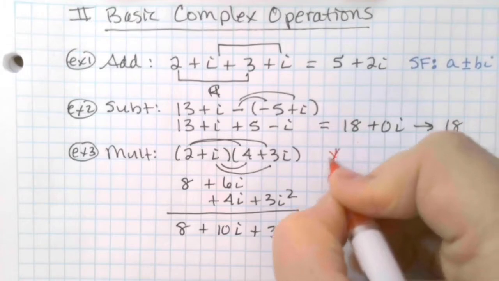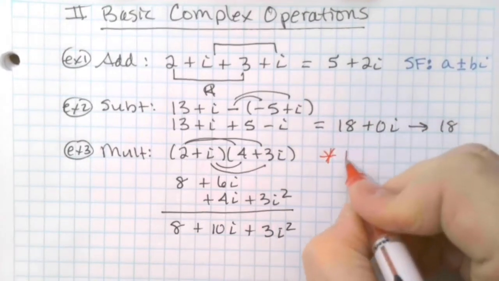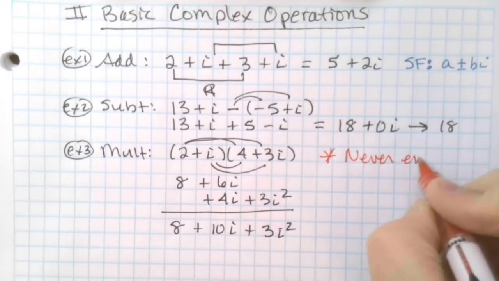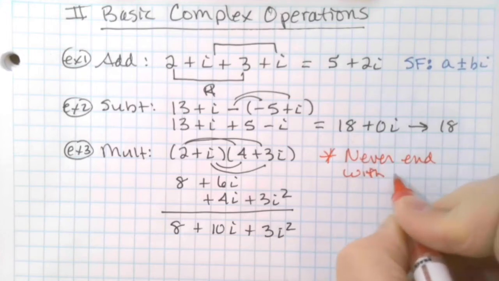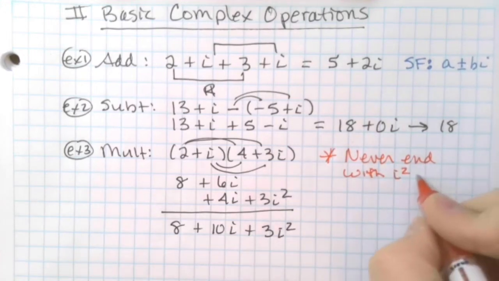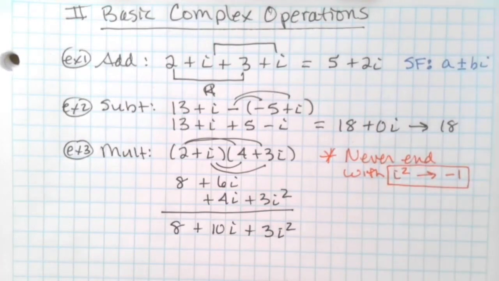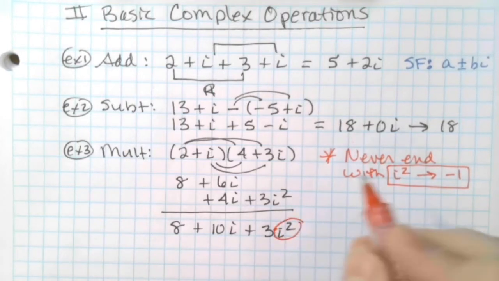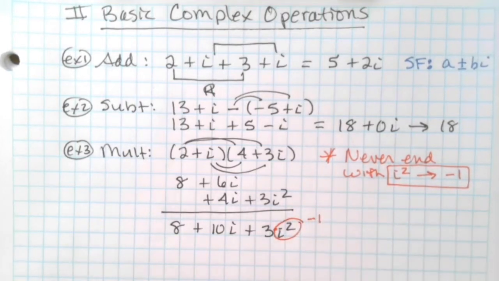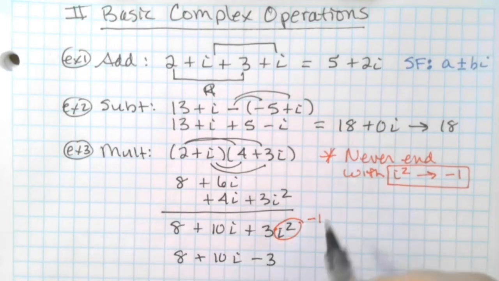Now, the rule for imaginary numbers is you never end with i squared. You always replace it with -1 because that's what it's equal to. So this right now is 3 times i squared. So we're going to replace the i squared with a -1, which is 3 times -1. So 8 plus 10i minus 3.